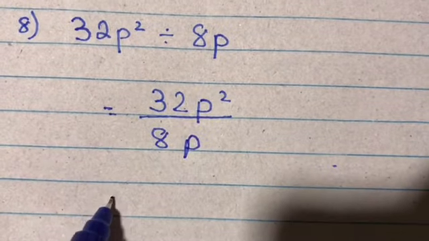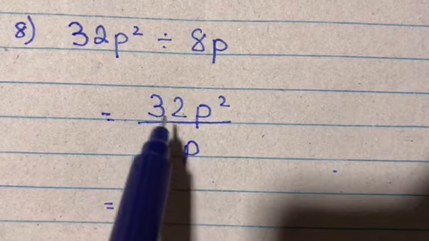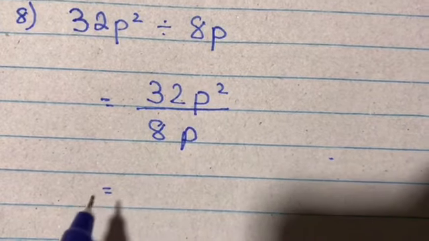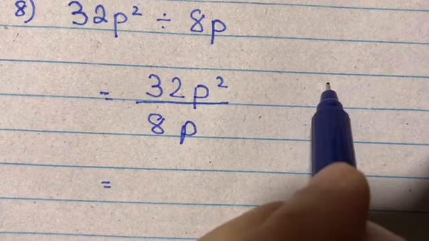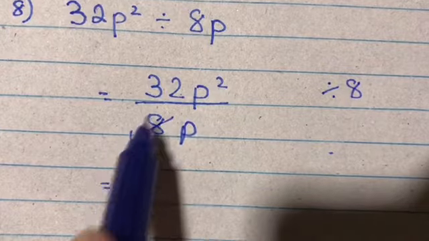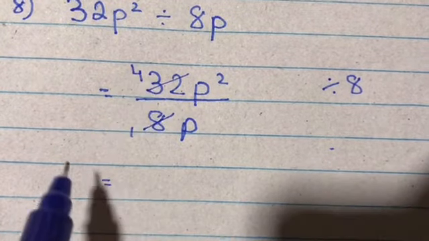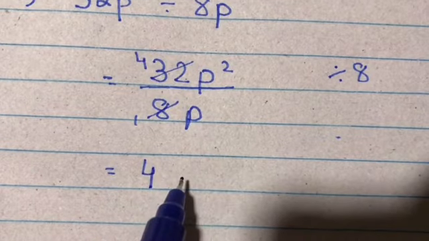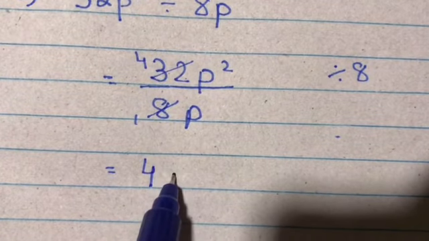Now, first of all, see, are they all separated? Yes, the numbers are on one side, the letters are on one side. First of all, deal with the numbers. Divided by 8, so I get 8 ones are 8, 4s are 32, right? So 4. Now, time to split the letters.